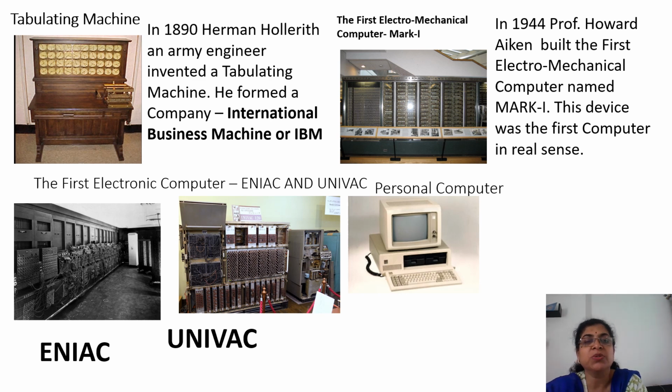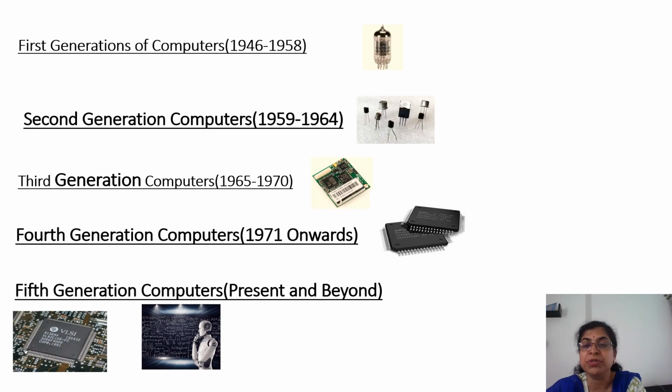other operations also. The first electronic computers, ENIAC and UNIVAC. The full form of ENIAC is Electronic Numerical Integrator and Computer, and UNIVAC is Universal Automatic Computer. It could handle both numeric as well as text data. Now after that, the PC-80 got introduced. Now we will see the generations of computers.